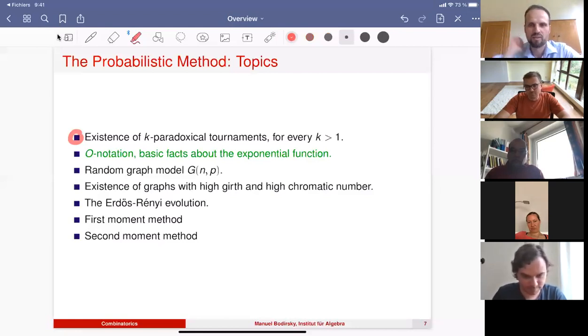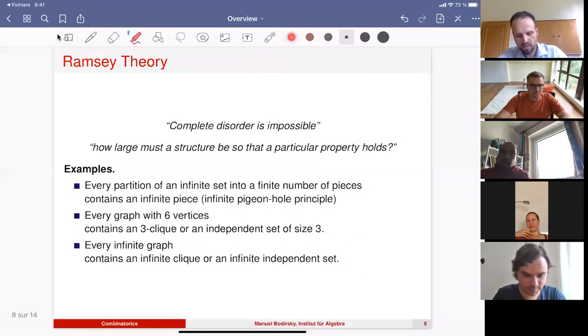And it's very beautiful because you can discuss what happens if the edge probability is a little bit higher. How do the graphs look with high probability, asymptotically almost surely? And then there are 2 very important methods in the probabilistic method. It's the first moment method that works with expectations and the second moment method. And that's it. That's the second chapter. Third chapter is Ramsey theory. The philosophy there is complete disorder is impossible.